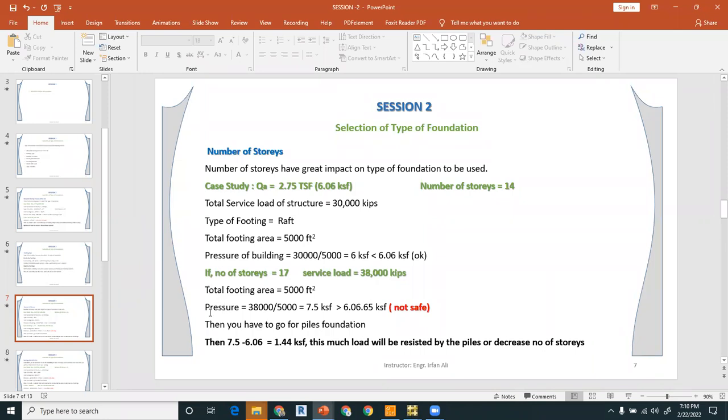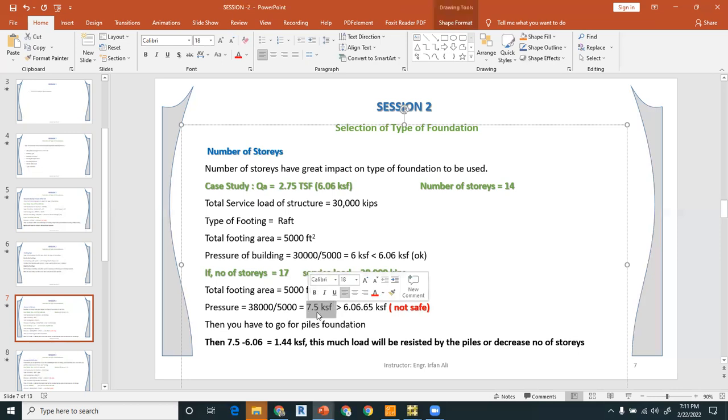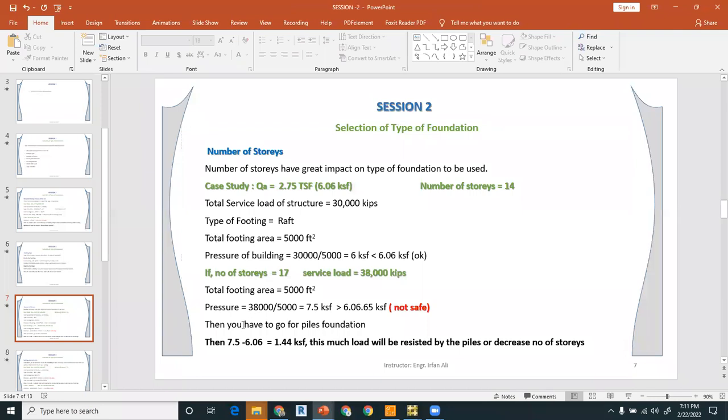If you calculate the pressure coming from the superstructure, that will be equal to 38,000 divided by 5,000. So it will come out to be 7.6 KSF. So this is the pressure coming from the building demand, and this is the capacity. So the demand is greater than the capacity, so it is not safe. So what is the next step? You have to go for a pile foundation, right?